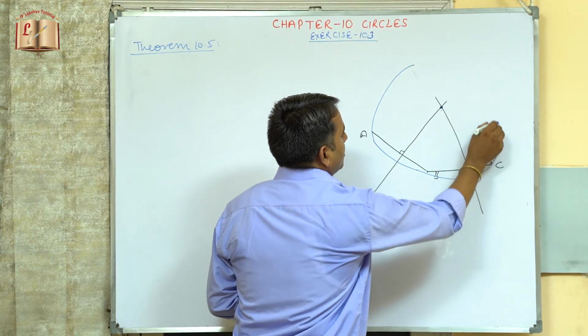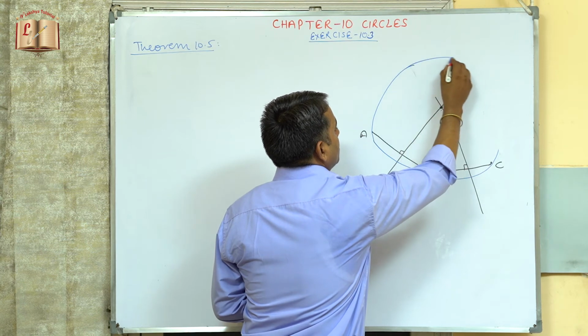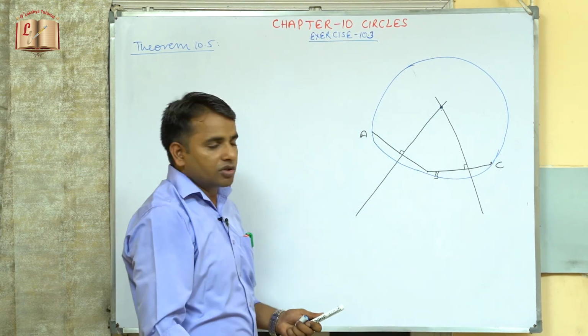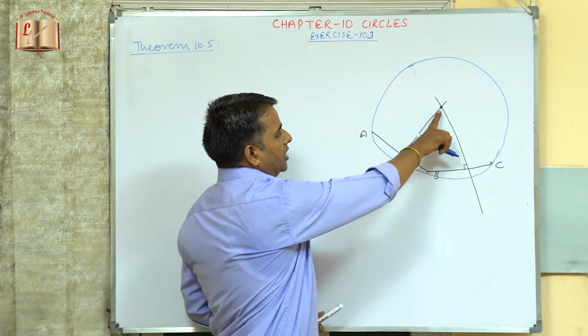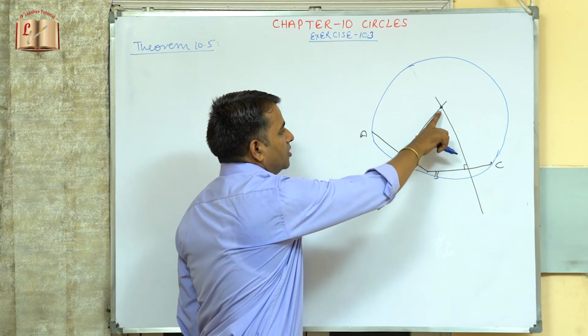The three non-collinear points that we have taken, this circle will pass through all three of them. So through non-collinear points we are getting only one center of the circle. So this circle will pass through this point.